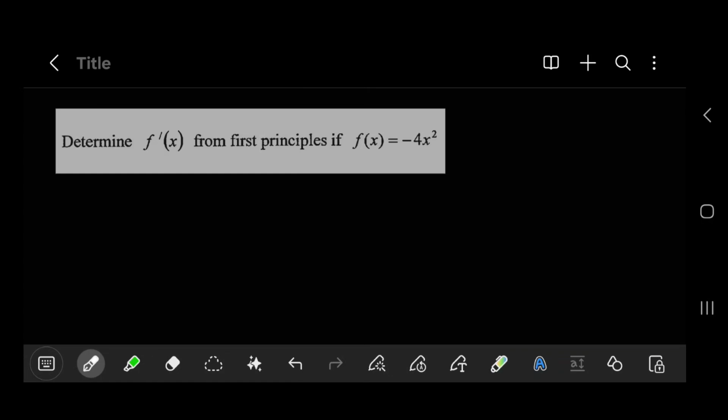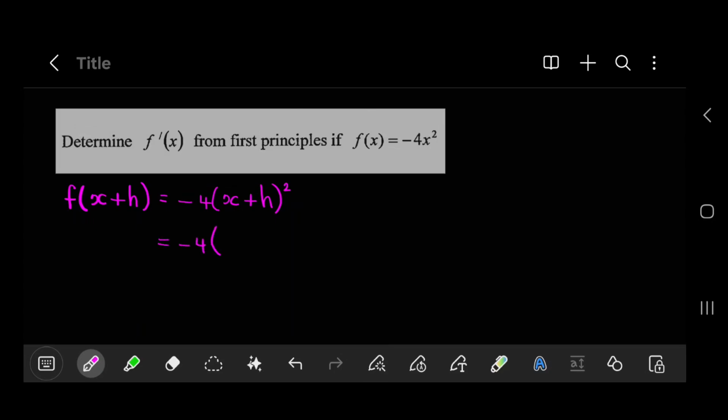Now, before we use a formula for first principles, it is always best if we get f of x plus h. So how we do this is, in our equation, wherever we have x, we replace it with x plus h. So here we had x squared. Notice I've replaced it with x plus h, and the square now goes for x plus h. Now we need to simplify.